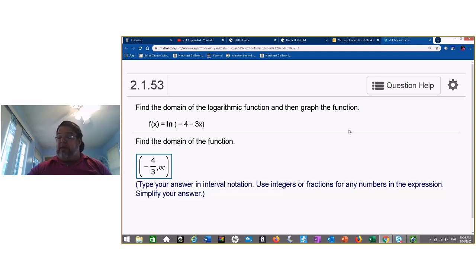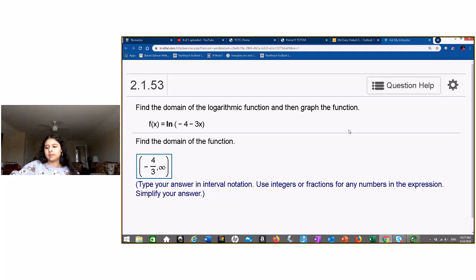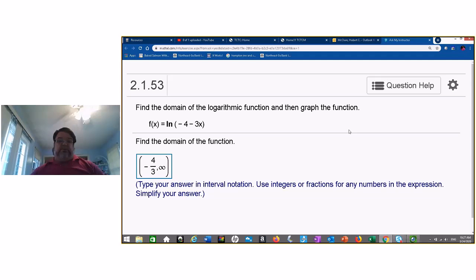Y'all ain't got it back yet? F of x is equal to natural log of negative 4 minus 3x in parentheses. Has it shown up yet? It just did. My gosh, it took a minute and 4 seconds. That's the lag. Yeah, there's something wrong. I just hope it ain't my fault.